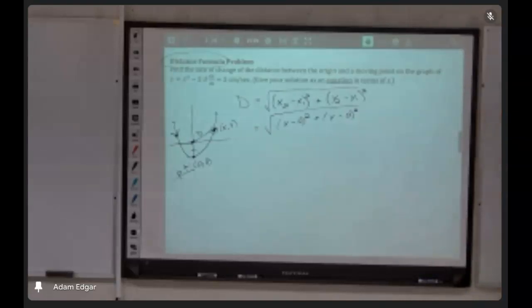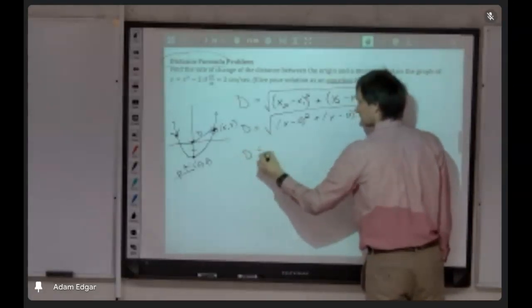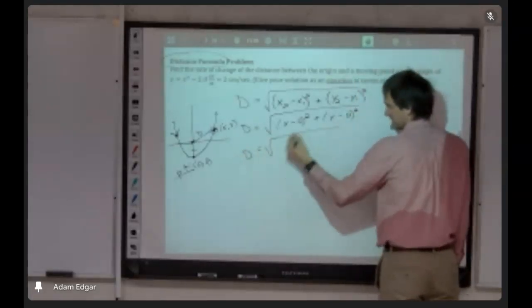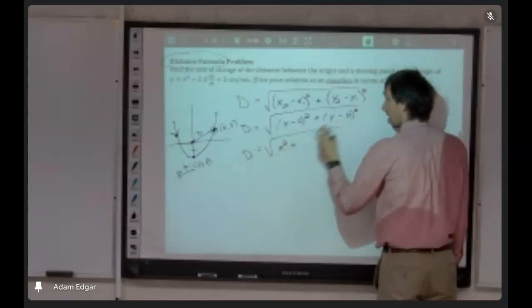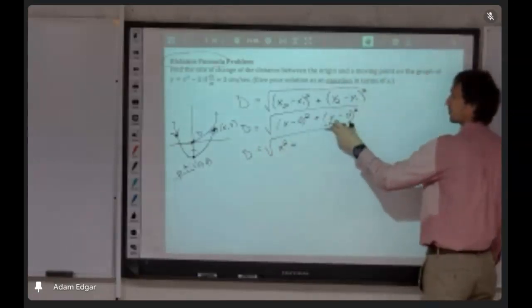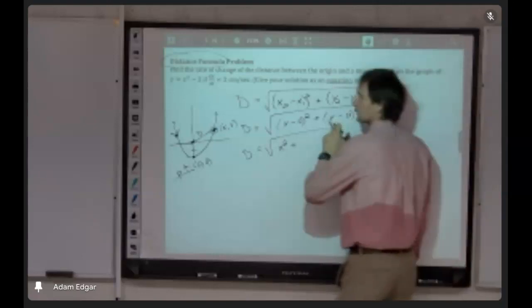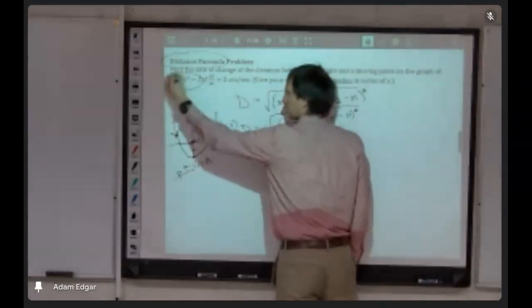Any questions with that? Then, what's x minus 0? All right, so we can just say, this is just x squared. And y, this is where the substitution happens. What do we know about y on the curve? It's the same thing as x squared minus 2.